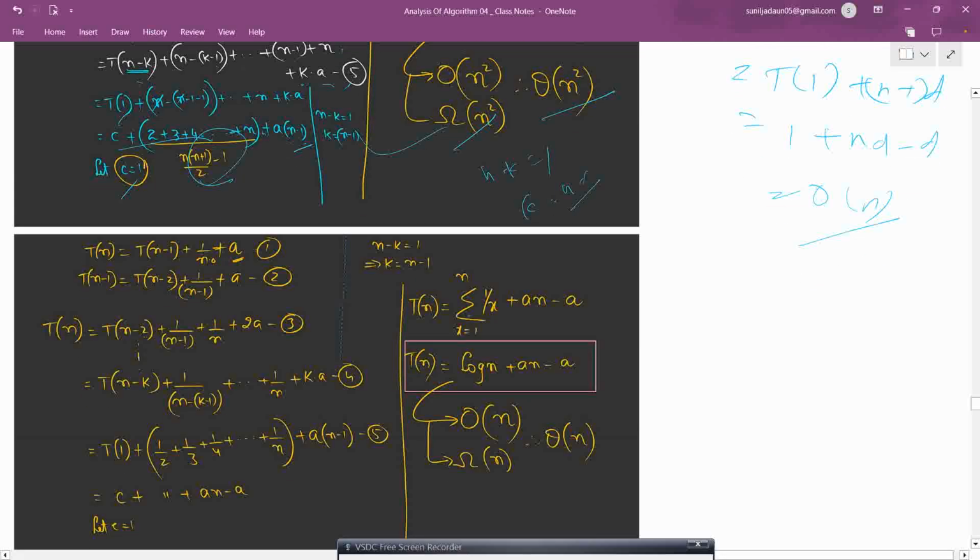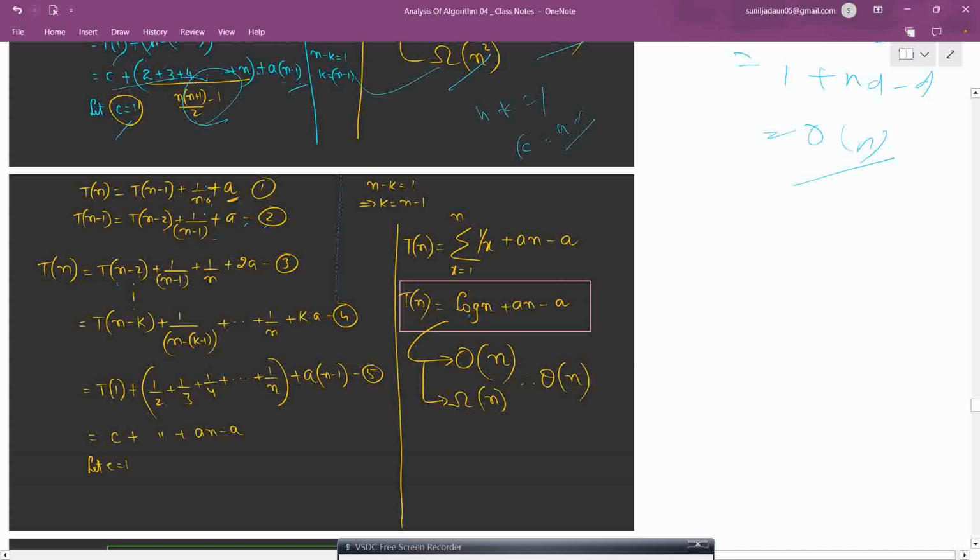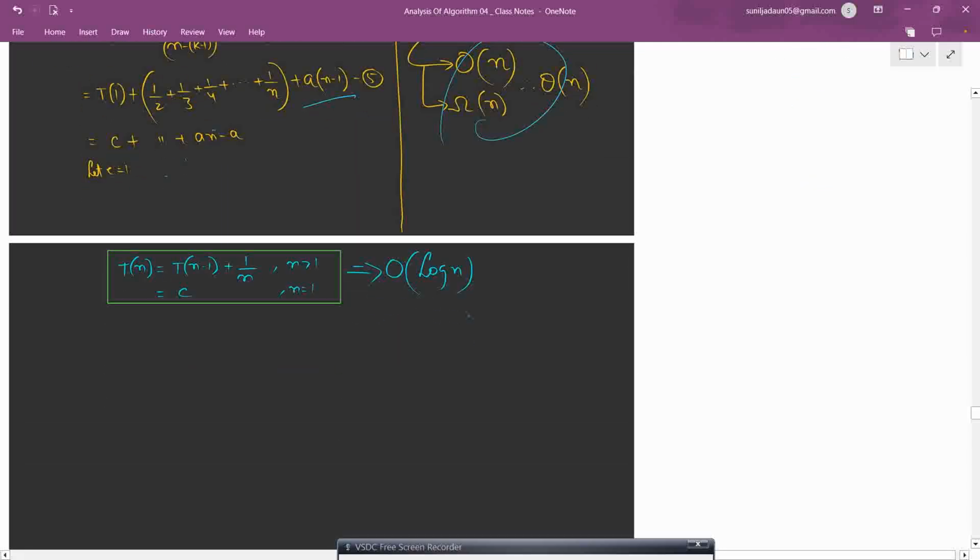If the function was 1 by n, then 1 by (n minus 1) and again, and so on up to n minus k minus 1 plus n. This is 1 by 2 plus and so on, a harmonic series, I think. So let's see, equal to 1, then n minus a. This will become log n. Again, it will become order of n here. Alright, so you can say that also here.